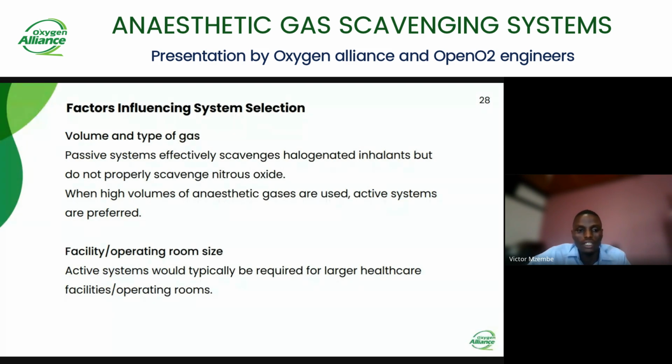But for smaller facilities, you can procure a passive system, but as pointed out, that would also depend on the type of gas. If it's nitrous oxide, even if it's small, you have to procure an active system. So that goes for the operating room size as well. For small operating rooms, you would use passive systems as long as the gas being used is a halogenated inhalant, such as isoflurane.